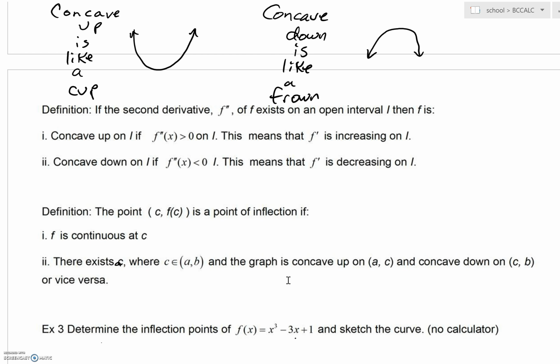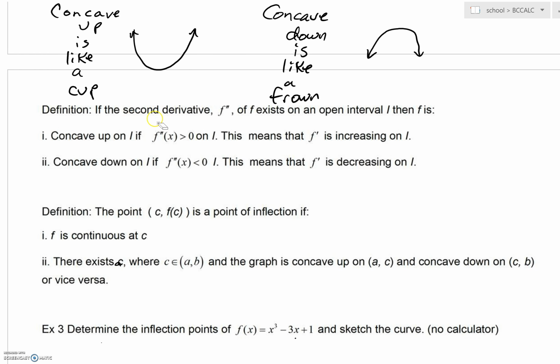Concave up is like a cup. It's kind of got this parabolic shape. It's almost like a little cup shape. Similarly, concave down is like a frown. A great diagnostic to describe the curvature that a function has. What tells us about concavity?